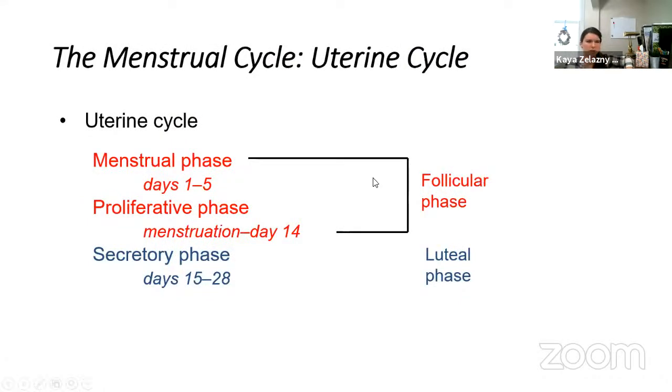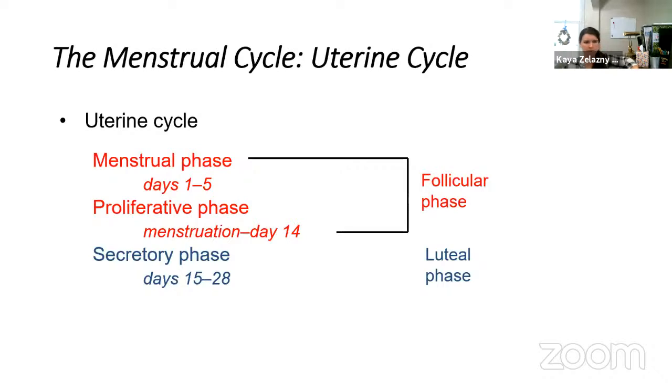So now we want to map the uterine cycle onto the ovarian cycle, because while the ovaries are developing follicles and ultimately releasing them when the LH surge happens, creating ovulation, at the same time the uterus is preparing to help sperm move through the female reproductive tract and then to receive a fertilized egg should fertilization actually happen.